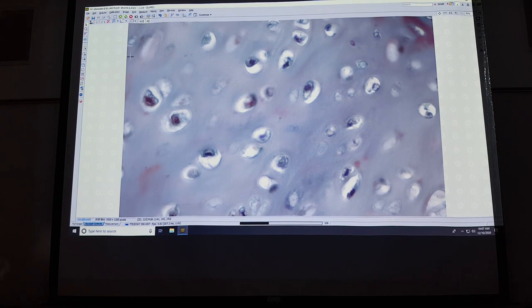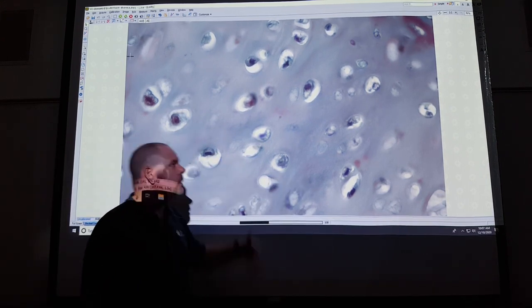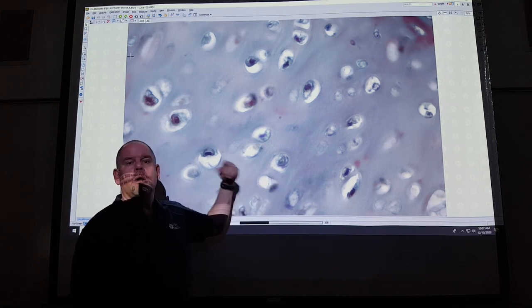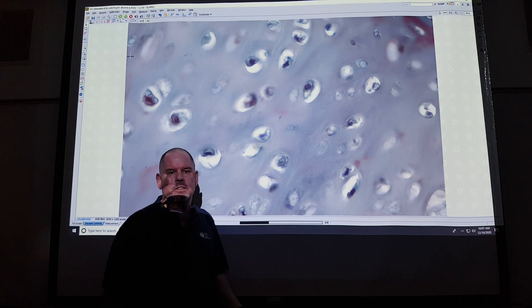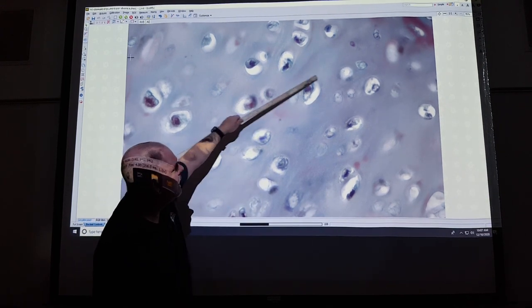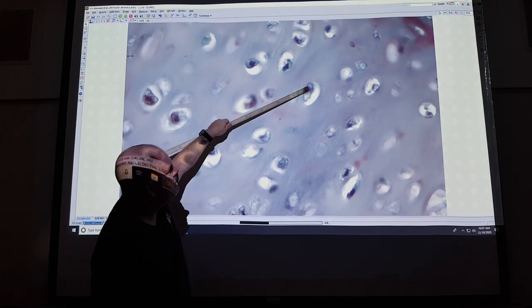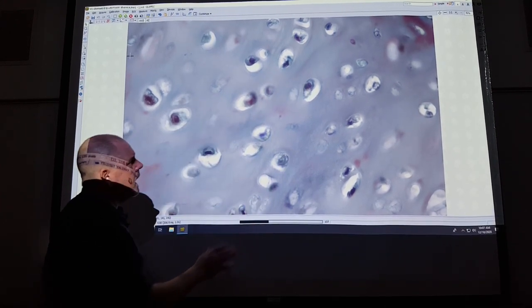So what are fair game questions for this tissue? I can ask you to name the tissue, hyaline cartilage. Its type, connective tissue. One location, the ends of long bones, fetal skeleton. I could also indicate this chamber, a lacuna, or this cell, a chondrocyte. Very, very nice hyaline cartilage.